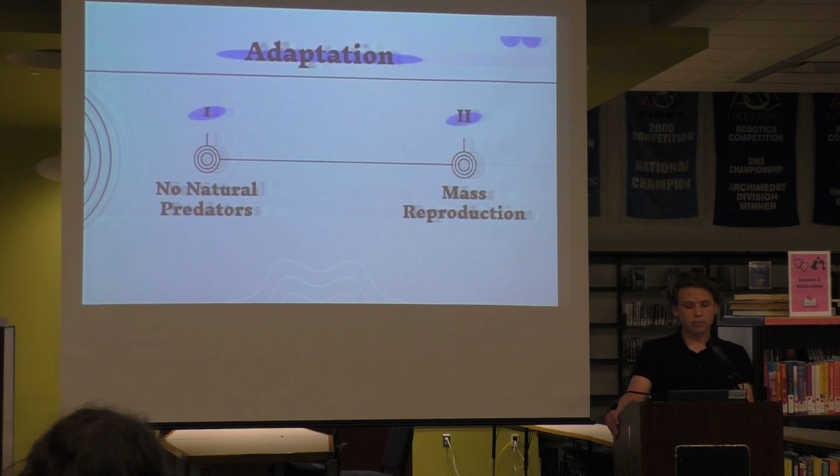So it's important to discuss how Asian carp was able to adapt to the US waterways. Two big reasons why the Asian carp was able to adapt is that they have no natural predators and they are also capable of mass reproduction.